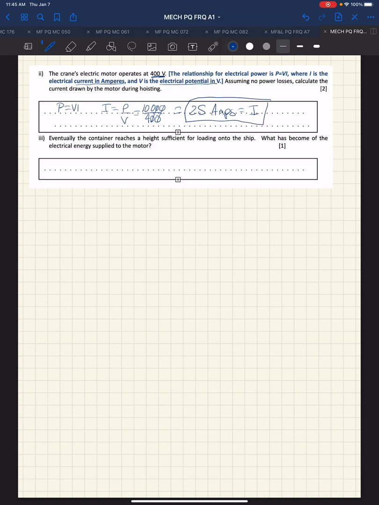In part 3, it reaches a height sufficient for loading onto the ship. So it went from one location to the other, and here is the ship, like so, and the dock. And so it's now lifted up there on the ship. So we've changed the potential energy. What has become of the electrical energy supplied by the motor?